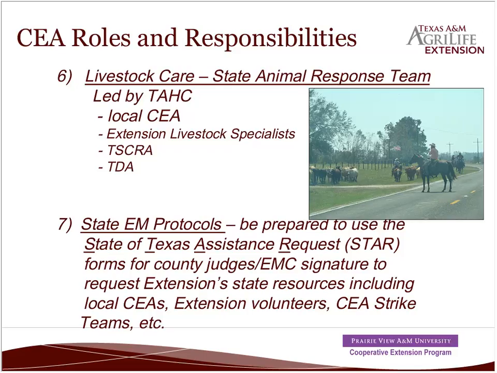But to request through using the STAR forms, even if you're requesting feed resources or feed donations, that kind of thing, they too have to have a STAR form signed by the county judge or the EMC, and the county judge gets that STAR form to the DDC, the District Executive Committee, and then on to the SOC. But that's the protocol for that.